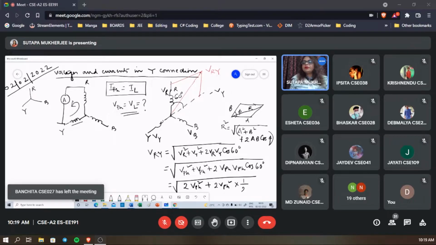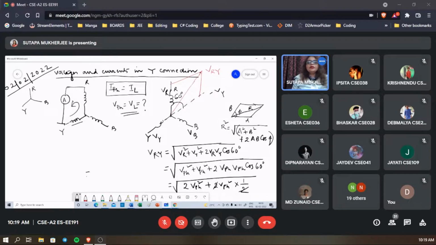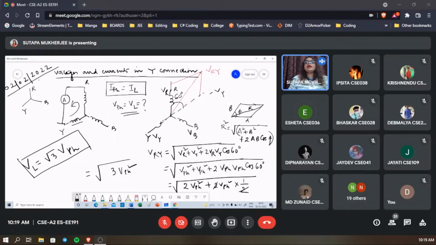Half. Yeah, 2 cancel out. So it will give what? 3 V phase square. So V line will be equal to root 3 V phase. So this is the concept in case of star connection, line current and line voltage. In case of star connection, I think it is very clear to all of you.